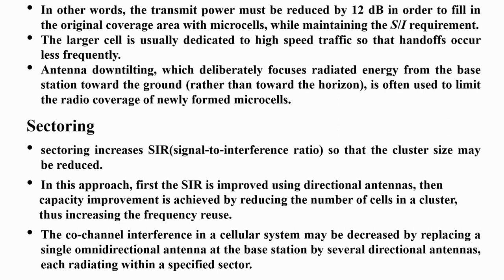The second way to improve capacity is cell sectoring. Cell sectoring increases the signal to interference ratio by reducing the cluster size. In this approach, instead of using an omnidirectional antenna, it is replaced by directional antennas, and each directional antenna will cover only a particular sector of a cell. So here we divide the cell into n number of sectors, and with the help of a directional antenna, the coverage is limited to that particular area. This concept is called cell sectoring.